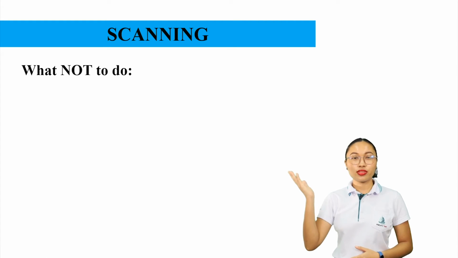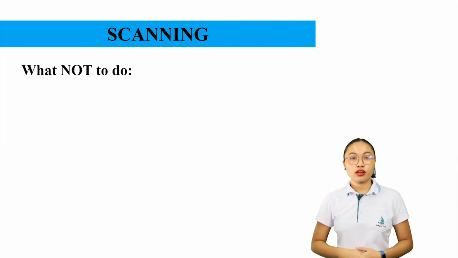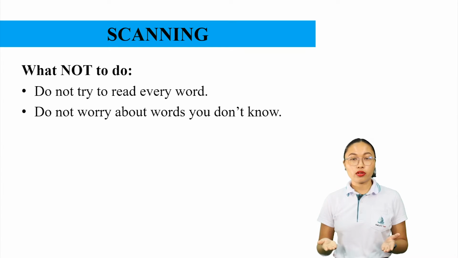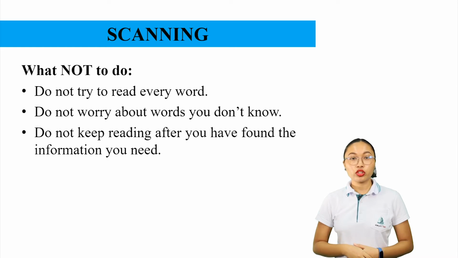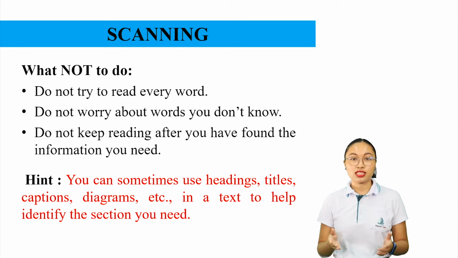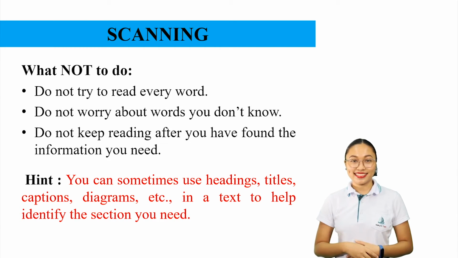Here are some things you should not do. Don't try to read every word. Don't worry about the words you don't know. Don't keep reading after you have found the information you need. Hint: you can sometimes use headings, titles, captions, diagrams, and others in a text to help identify the section you need.